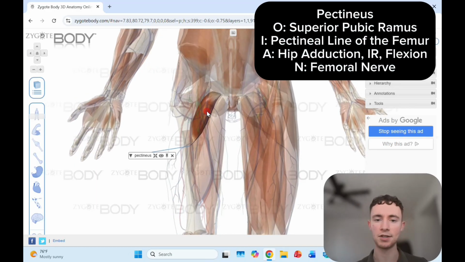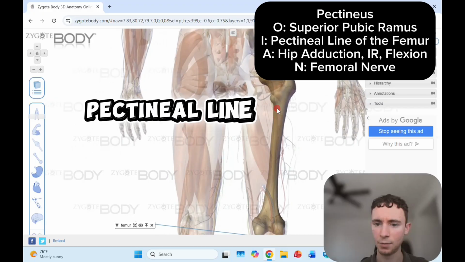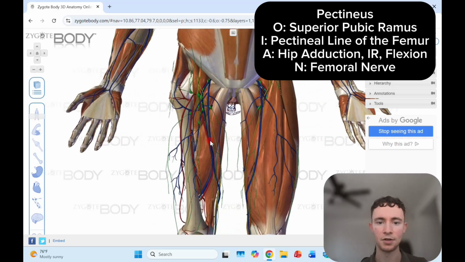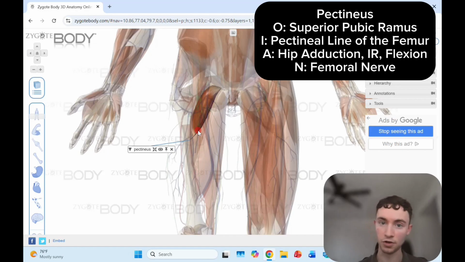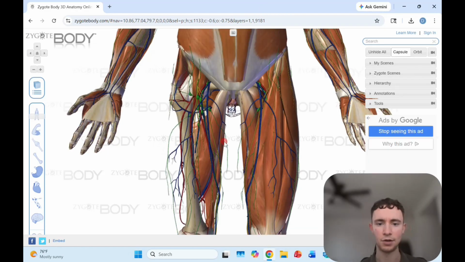The pectineus starts on the superior pubic ramus and then comes down here to attach to the pectineal line. Just a reminder that the pectineal line is on the back of the femur. Again, this program doesn't line it out, but it's basically right here. And then the continuation of the pectineal line is that linea aspera that we were talking about. So it attaches to that pectineal line, and this muscle is innervated by the femoral nerve and produces hip flexion and adduction, mainly adduction. So we can go ahead and hide that one.